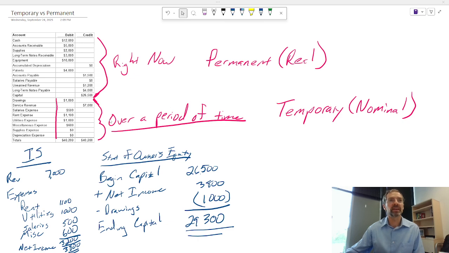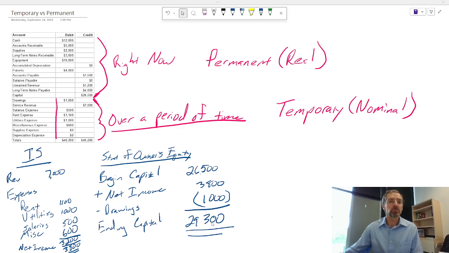So we have beginning capital of $26,500, and I got that from the trial balance. In this case, I am assuming the owners did not make any additional investments into the company during the year, so the $26,500 was just the beginning capital. From the beginning capital, we add the net income that we got, and then we subtract what the owners took out, or the drawings, and that got me an ending capital of $29,300.